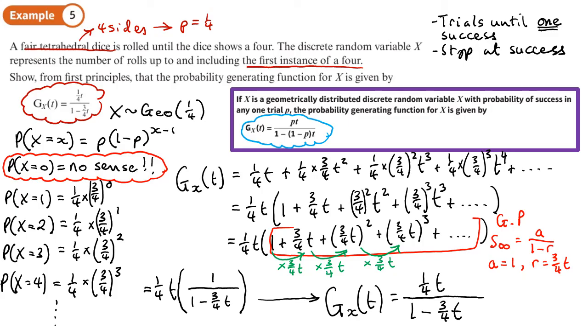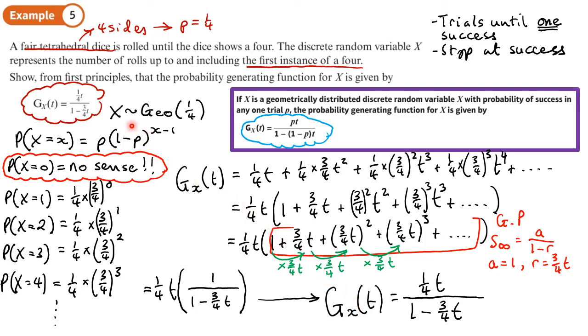Now if we compare this with the form of a probability generating function for a geometric distribution, you'll see you'll have probability of success times by t, which is what we've got at the top here. Then we'll have 1 minus, and we've got 1 minus. Then it's the probability of failure times by t, which is what we've got here. And we've proved this from first principles.